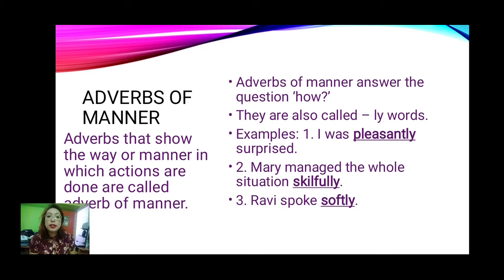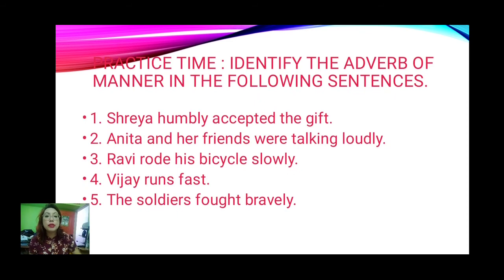Similarly in sentence number 3, Ravi spoke softly. So here Ravi is the subject, spoke is the verb. And how did he speak? Very softly, not loudly, but very softly. So it is what? Adverb of manner. Then I hope you have remembered, students. We have done some exercises and practice sessions.